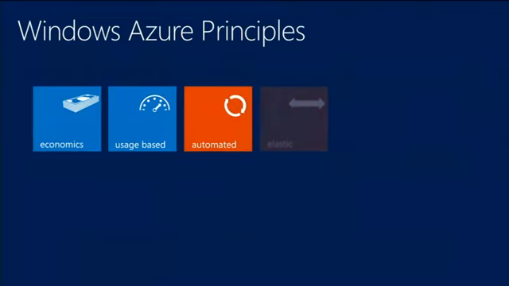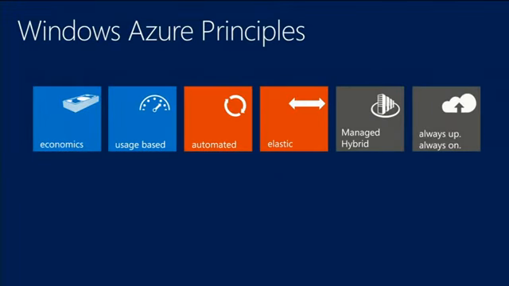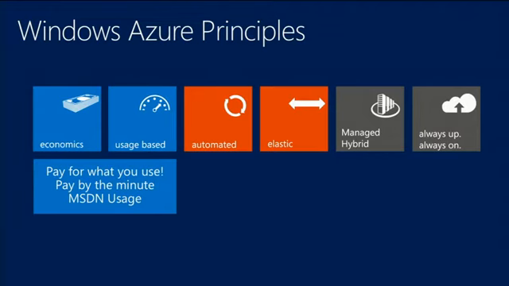So when you look at the Windows Azure principles, there's 6 big principles that we have. The first 2 are pretty similar in the way that we approach them, which is economics and usage-based. The idea that you pay for what you use. At this point now, you pay by the minute.